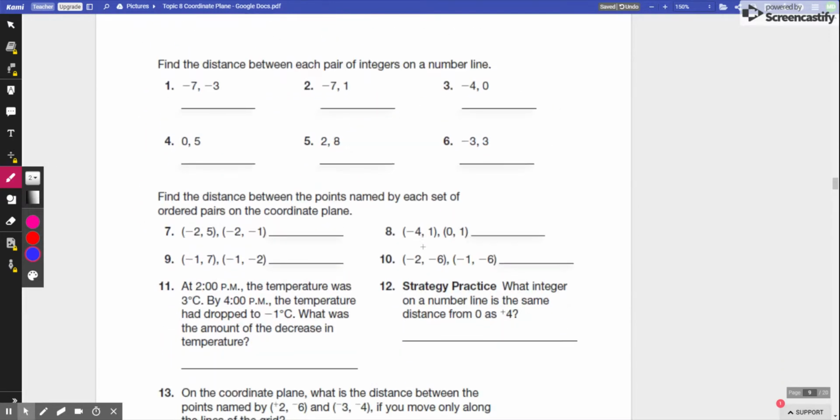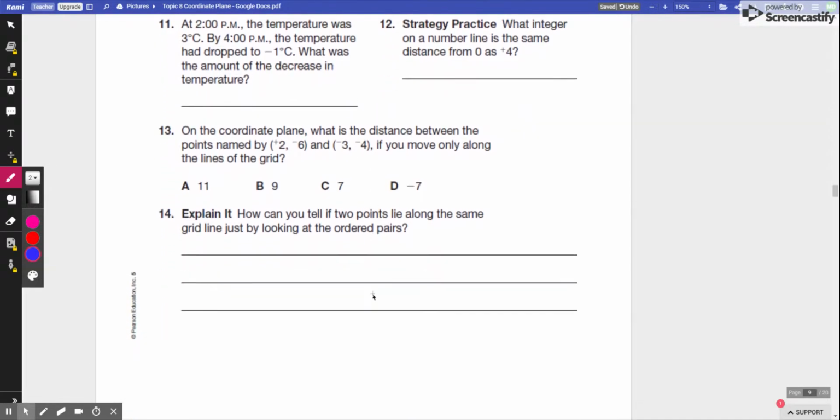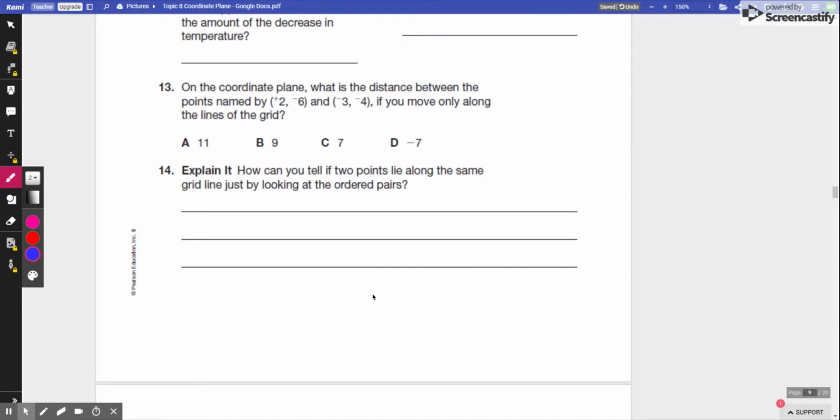Okay, so you need to continue practicing these on the next page to practice your distances on a coordinate plane. And then there will be IXL links to practice in Google Classroom.